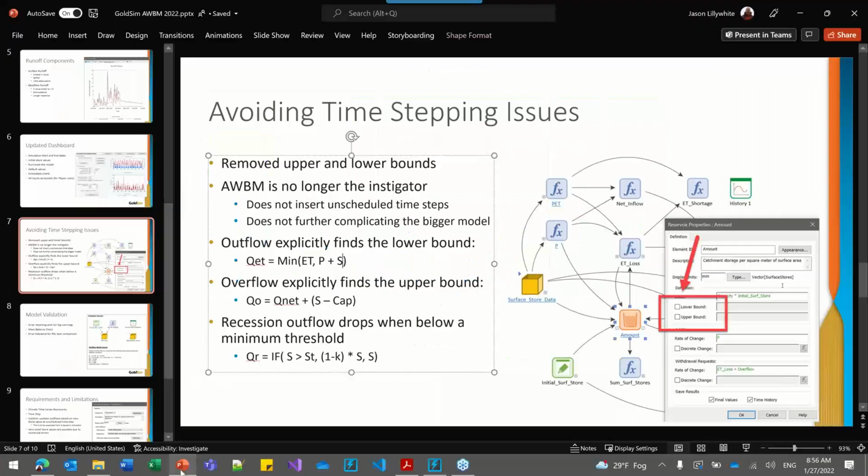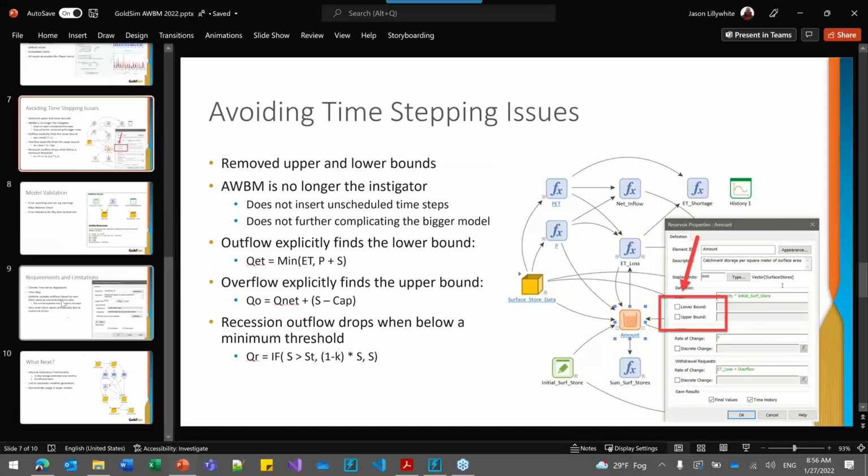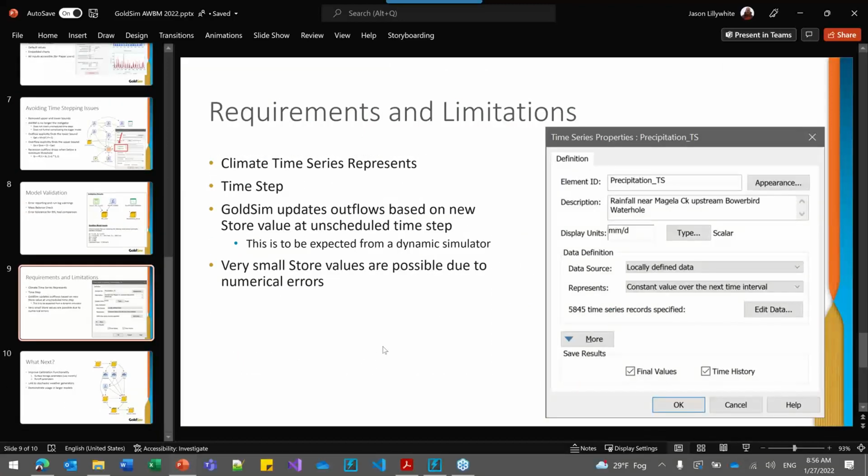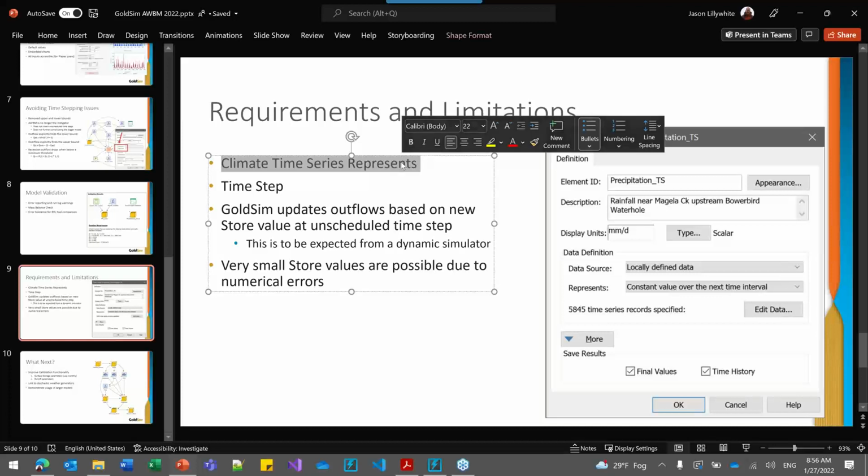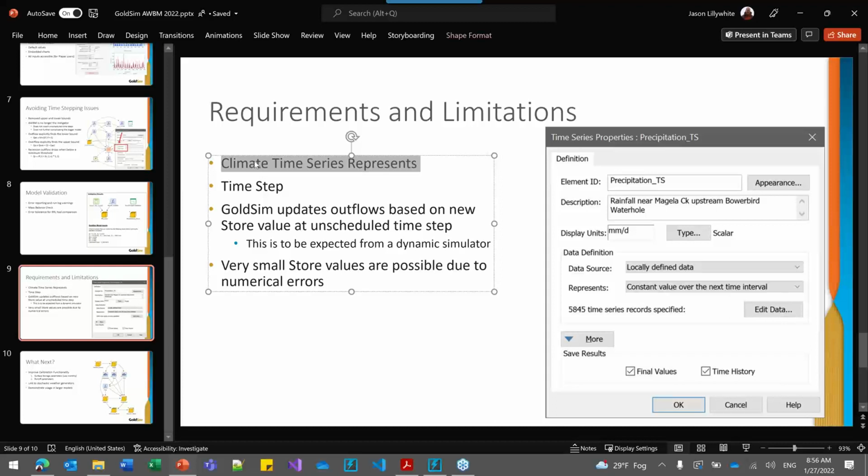Okay, so the next topic is to cover, again, the limitations of the model. It's really important that you make sure that your climate time series, precip and ET, are constant over the next interval. Make sure that you know whether or not you are inserting unscheduled time steps in your model, and the potential implication of doing so.